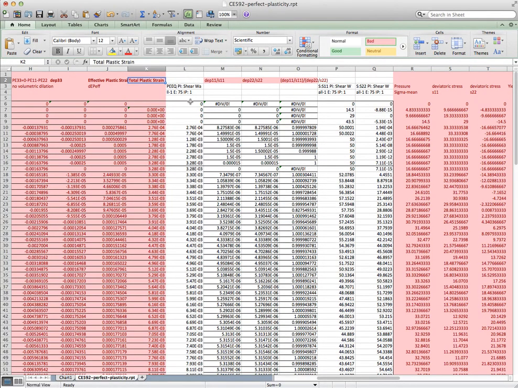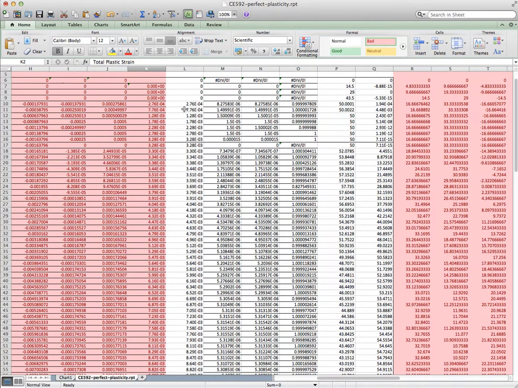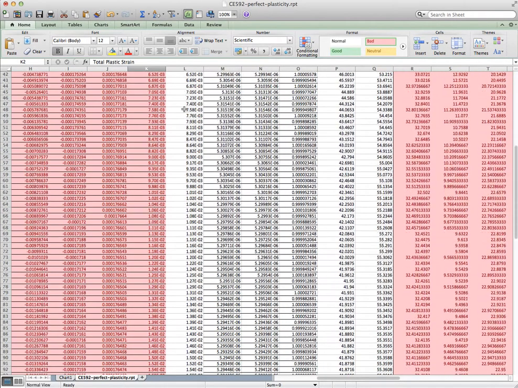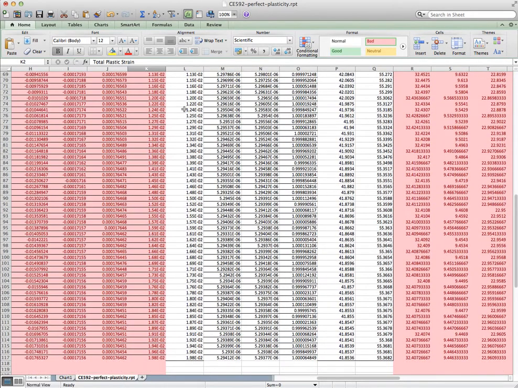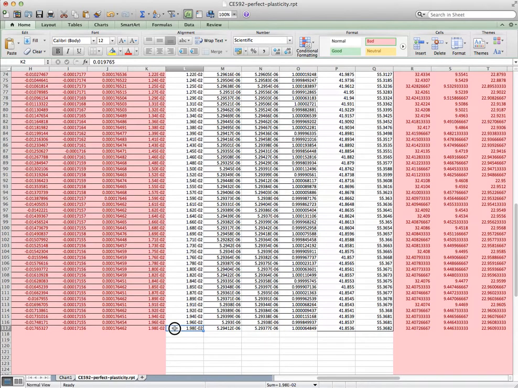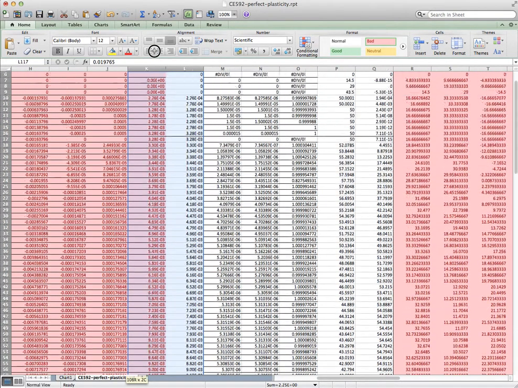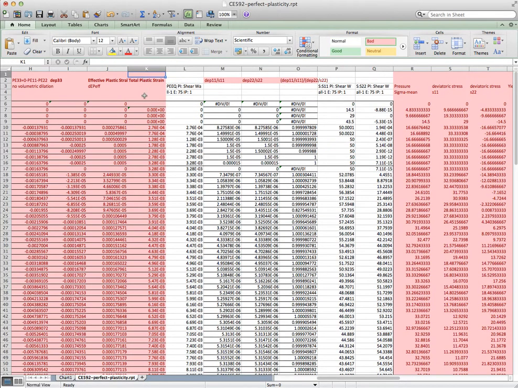That's the total plastic strain that we calculated, and that's the PEEQ value. And what I'm trying to show you is that they are identical. The PEEQ values that have been output by Abaqus are identical to the total plastic strain values that we calculated. But how did we calculate this total plastic strain value?